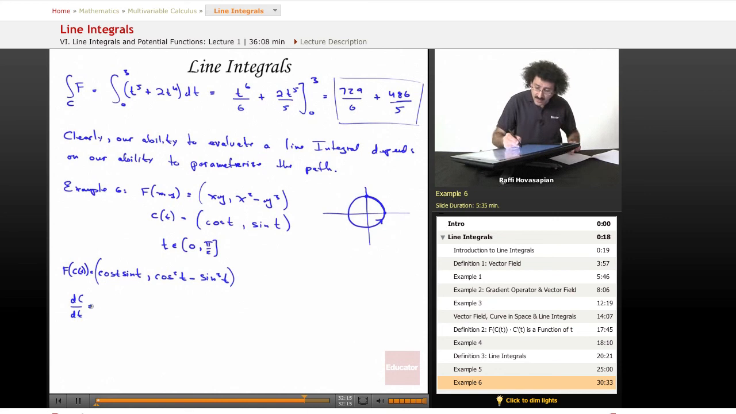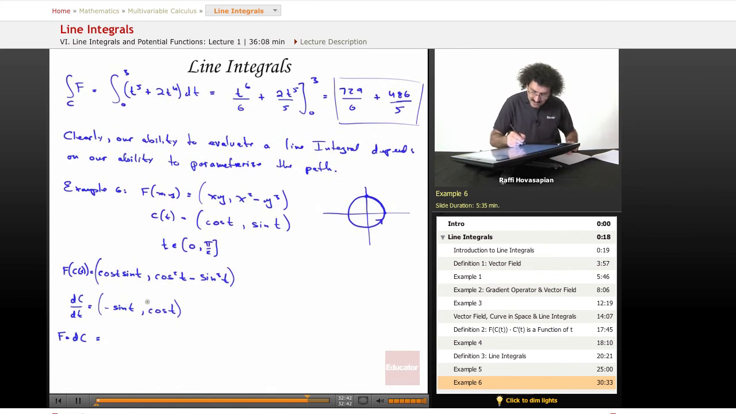So when I take the derivative of cosine t, I get minus sine t. I take the derivative of sine, which is cosine t. And then I go ahead and form the dot product. So I take this dotted with this, and I end up with the following. I'm going to shorten the notation. I'm just going to do f dot dc. I don't want to write out all the c's and t's and things like that. So f dot dc is equal to, well, this dotted with that.